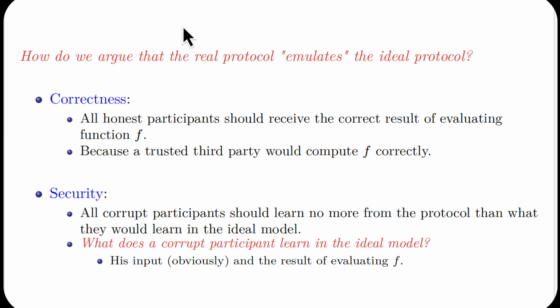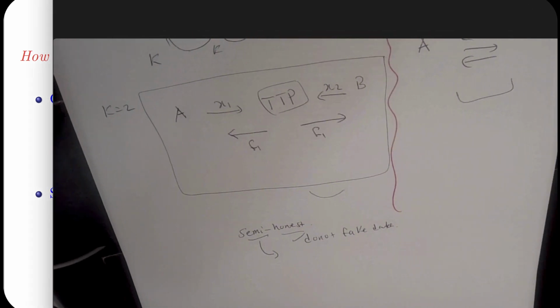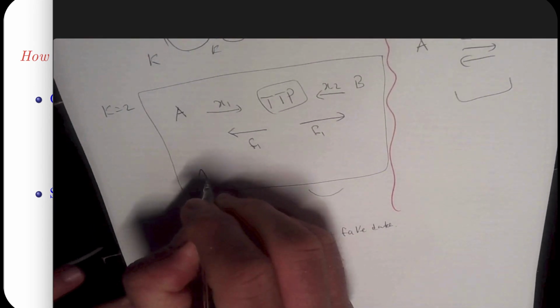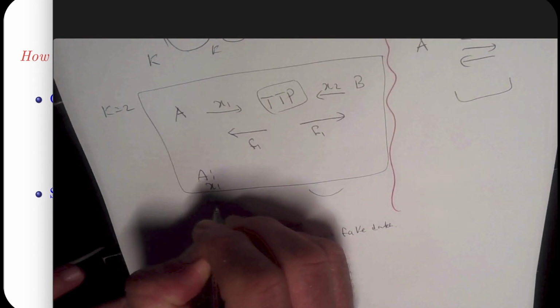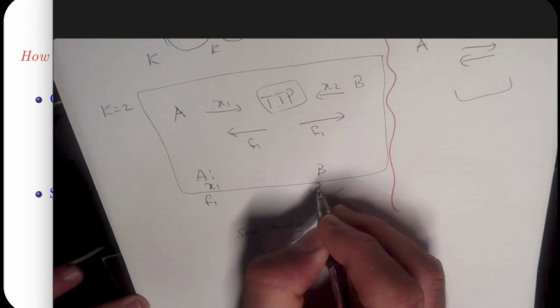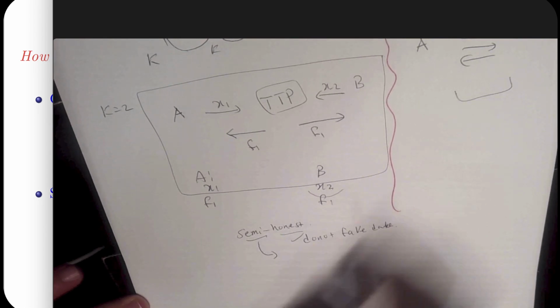For the security here, we need to make sure that all the corrupted parties learn no more from the protocol than what they would learn in the ideal model. What can we learn from the ideal model? Of course, your input and the output. This is the only thing that we can learn. Let me write this one here. What kind of information do you get to learn? For example, for A, this is the input and this is the output, right? For B, it's going to be the input x2 and the output f1, right?